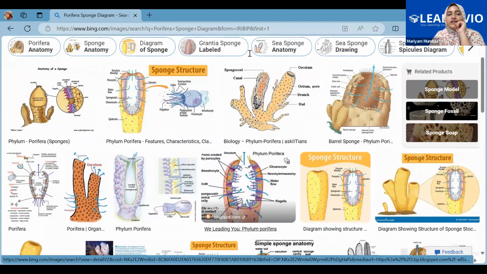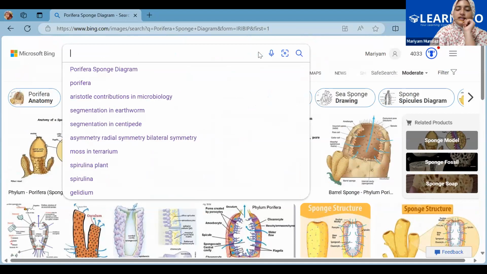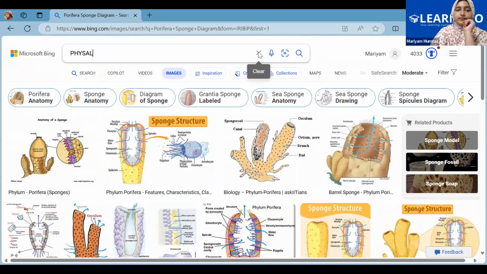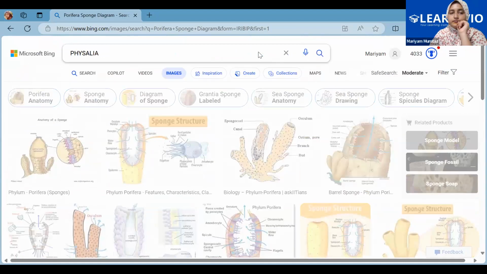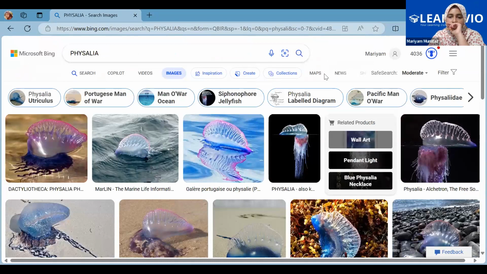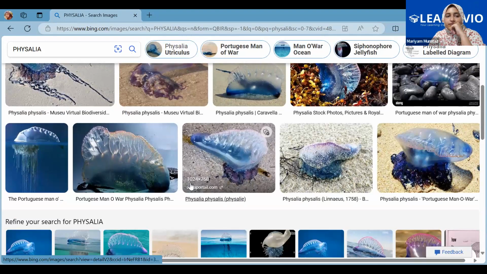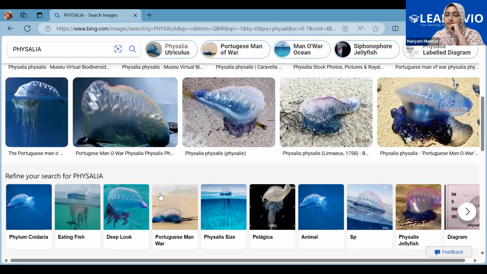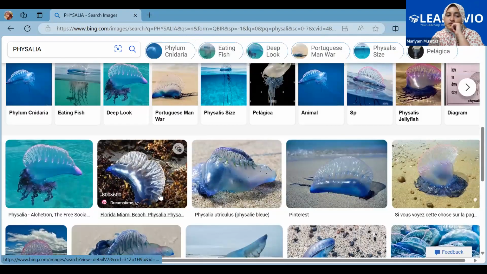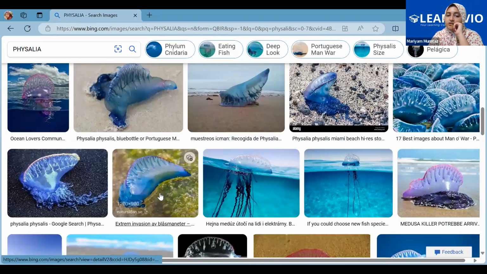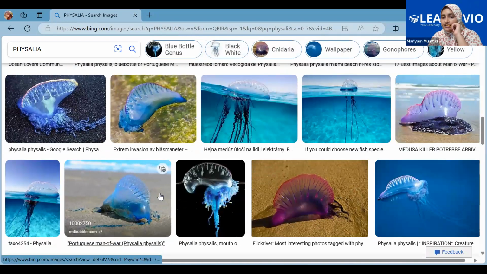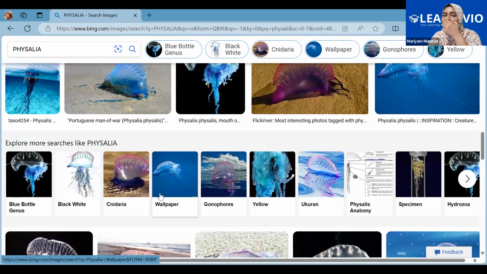All right. So we had seen the poriferans. Now let us see Physalia. See, this is what Physalia looks like. This is one of the, you can say, most abundant coelenterates that is there. And it looks beautiful.